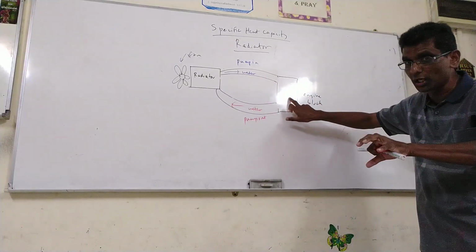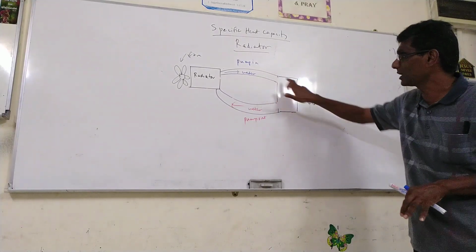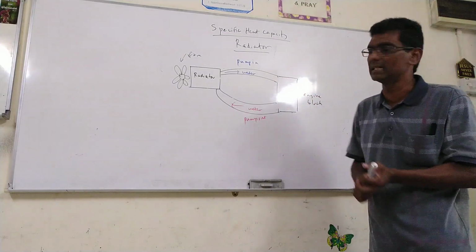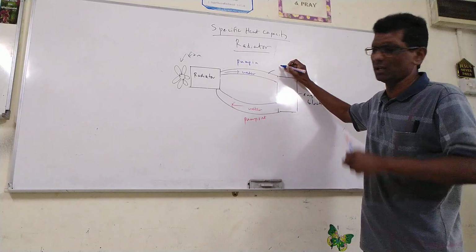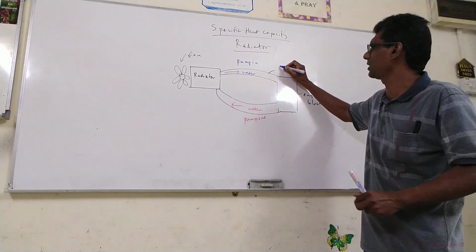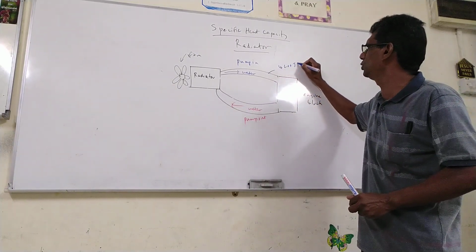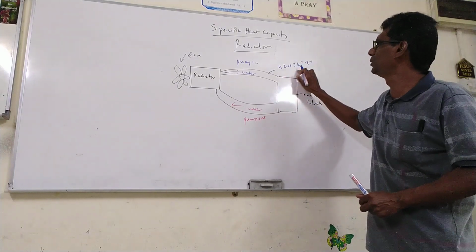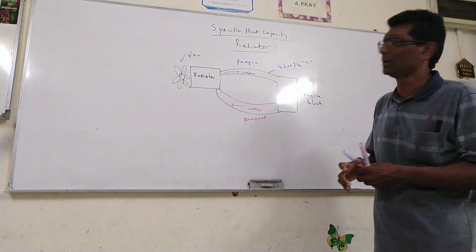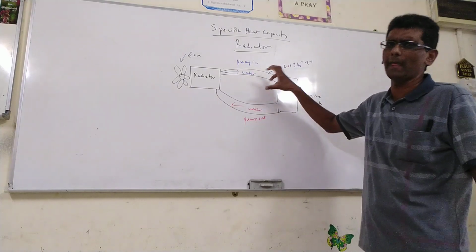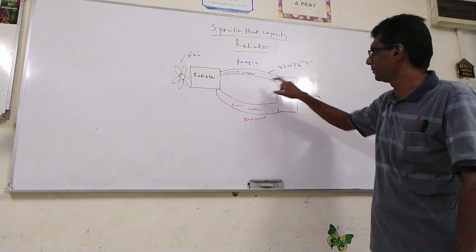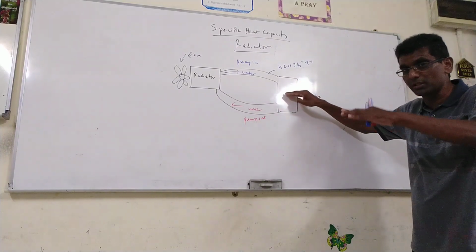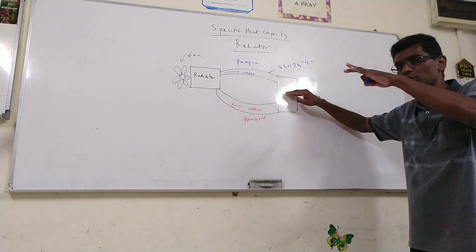The engine is hot, and water has a high specific heat capacity. The specific heat capacity of water is about 4,200 joule per kilogram per degree Celsius. So the water absorbs the heat from the engine, and the engine temperature will cool down.